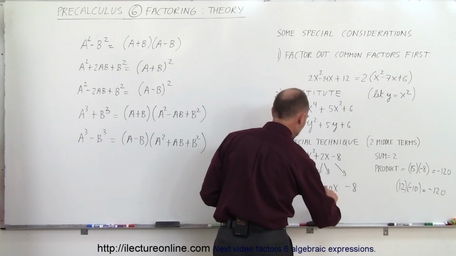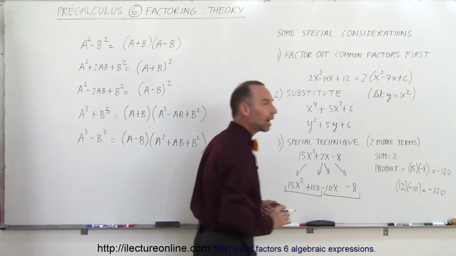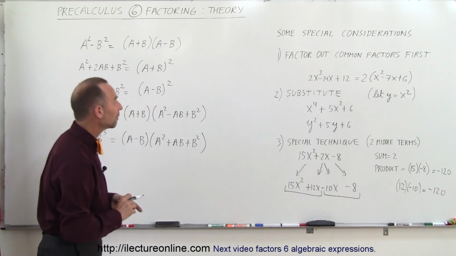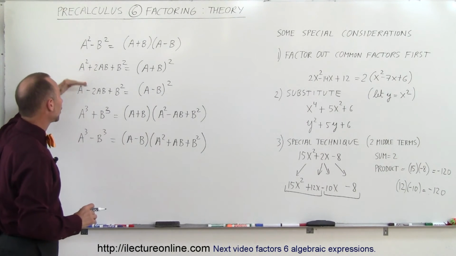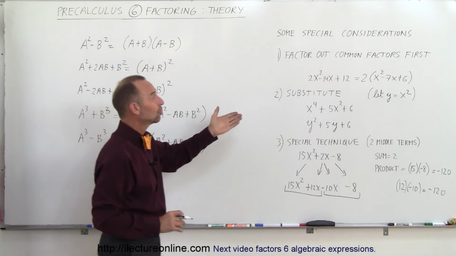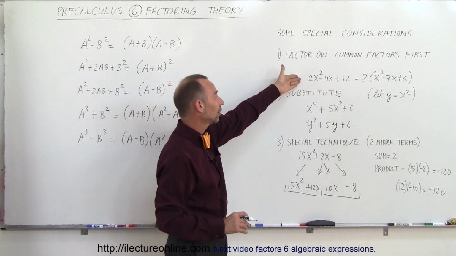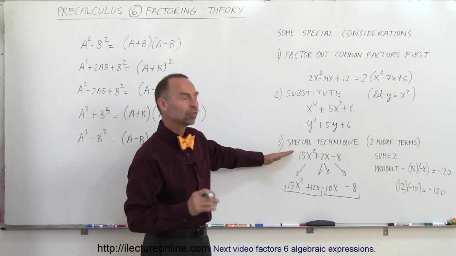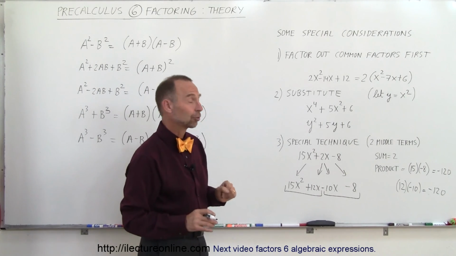And then you group them in 2 groups of 2 and factor out a common factor from that. And we'll show you that example on the next video. Just want to make sure that you should memorize these general ones, because these are very straightforward. And then the special cases, you have to use some other technique sometimes, where you have to factor out a common factor first, use some substitution method, or use a special technique when the coefficient in front of the x squared term is very big.